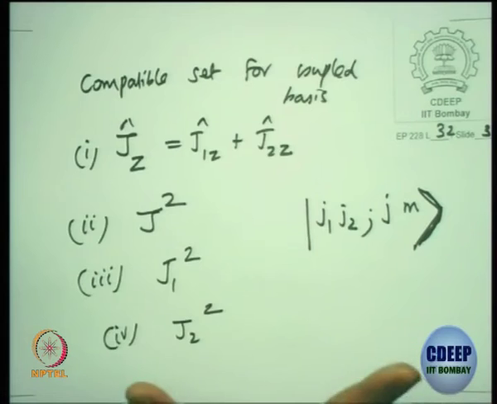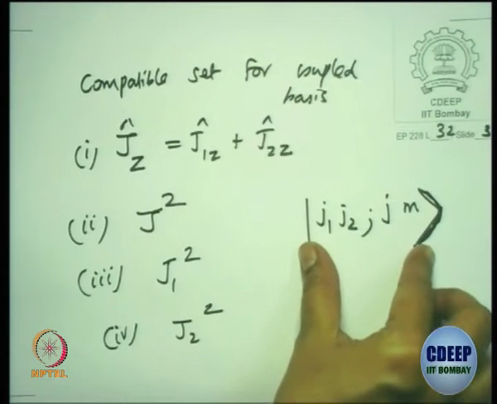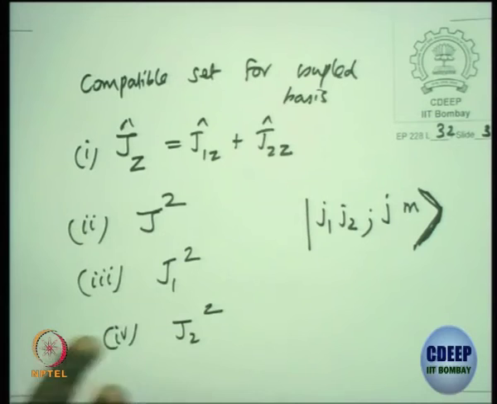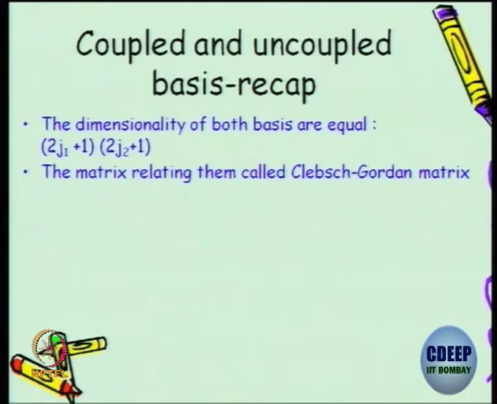Both are equivalent bases. Why equivalent? The dimensionality of this will be exactly the same as the dimensionality of the earlier one, the uncoupled basis. So just a recap of what we did: dimensionality of both the bases are equal. What is the dimensionality? It is 2J1 plus 1 times 2J2 plus 1. The matrix relating the two bases is what we call a Clebsch-Gordan matrix.